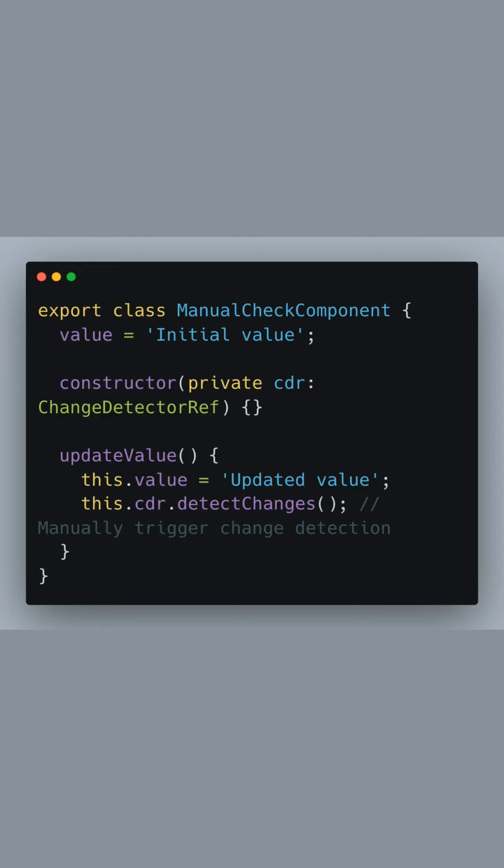Here in the ManualCheckComponent class, we define an initial value for the value property. In the updateValue function, we set this value to a new string. Right after that, we call detectChanges on our ChangeDetectorRef instance. This manually triggers change detection for the current component and its children.